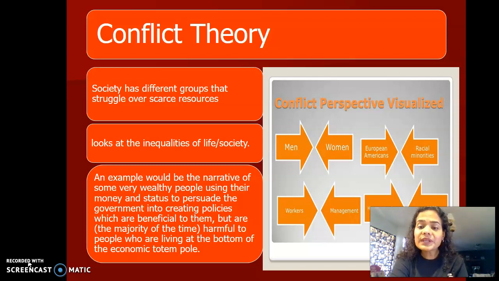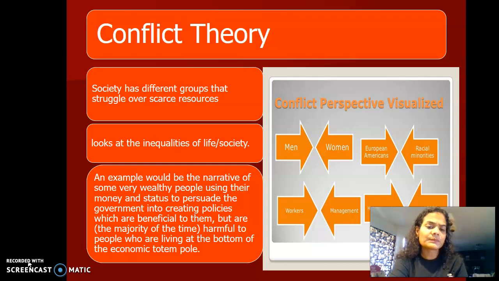You have critical race theory, which looks at Eurocentric perspectives versus people of color. And then, of course, you have queer theory as well, which looks at heteronormativity versus other perspectives, LGBTQ plus perspectives. So the conflict paradigm has a very different take on society, a very different lens.